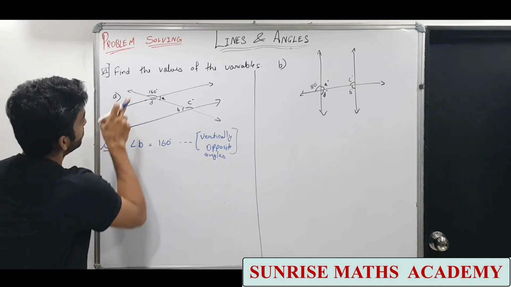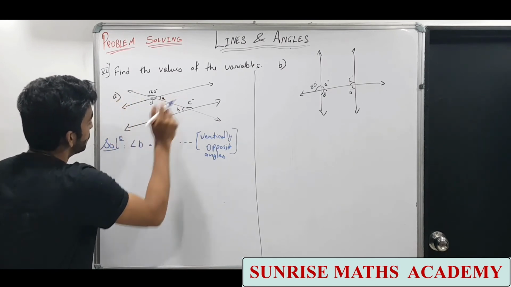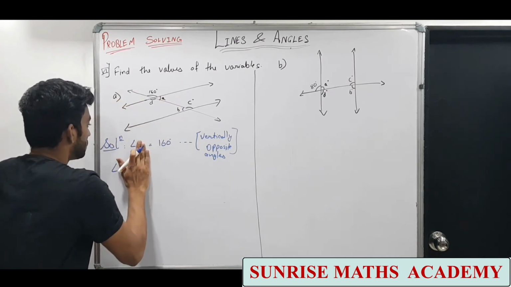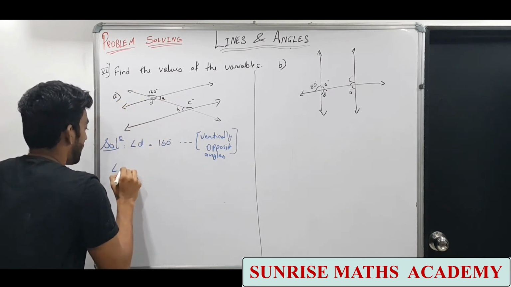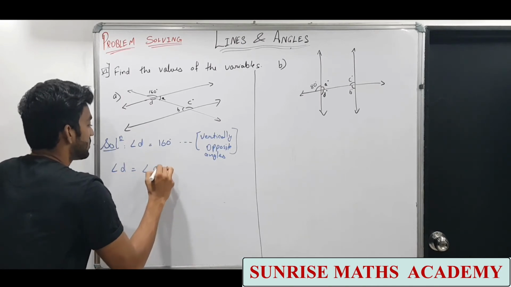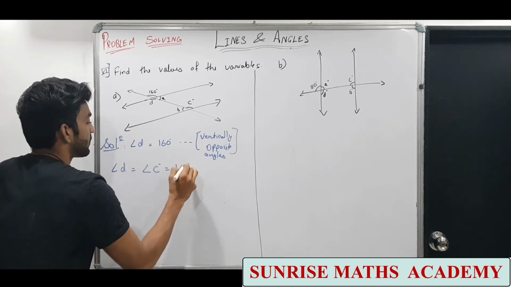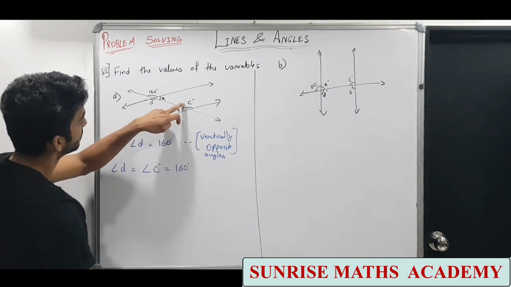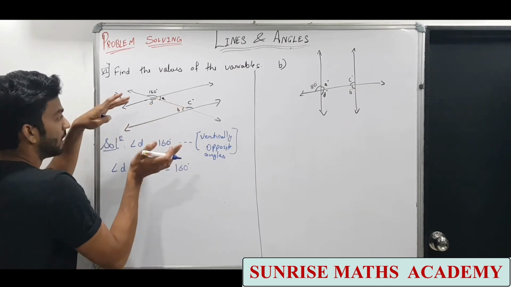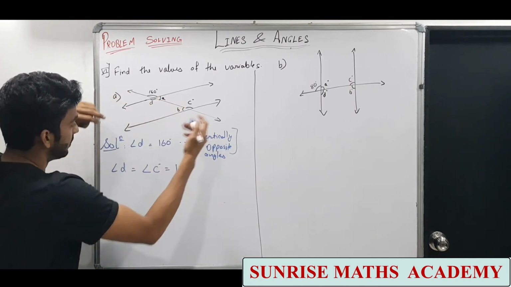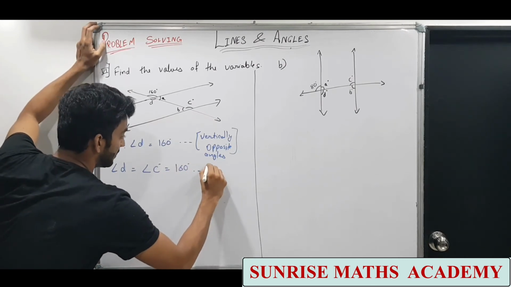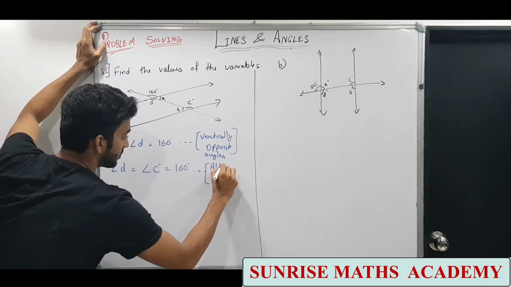Next, angle D = angle C = 160, because this and this is interior में है and they are alternate, so alternate interior angles.